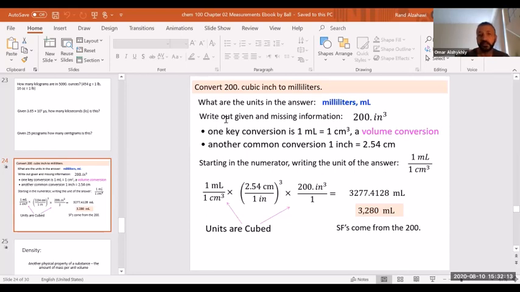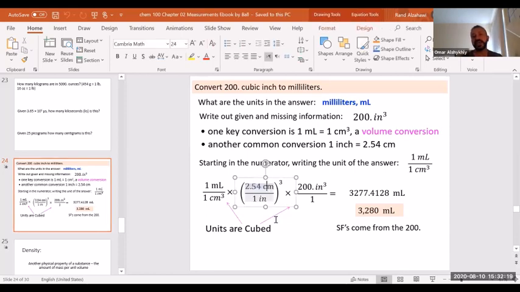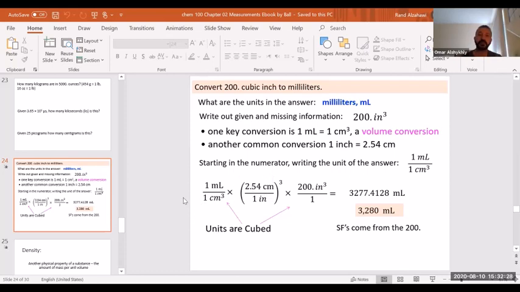Be careful, guys, here. When you convert a unit with a power, you have to raise everything in the conversion factor to that power. Not only the unit, but also the number. So for example, converting 200 cubic inch to millimeter. So here, what you're going to do, 200 inch cubic. I will convert the inch to centimeter first.